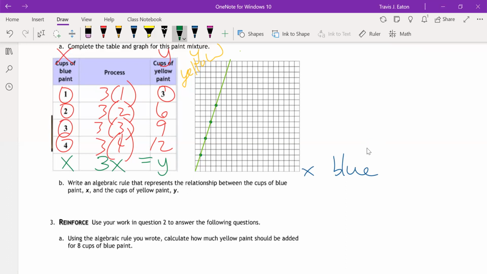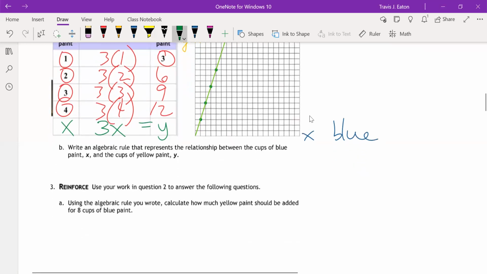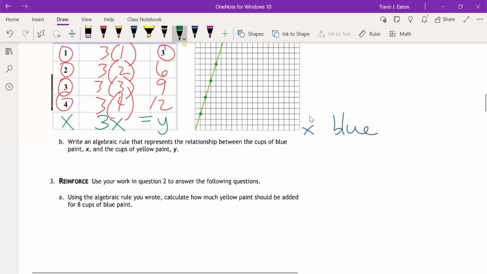So when we go to write our algebraic rule, and please remember that these algebraic rules need to be written in a very uniform manner. So the amount of yellow paint that we would need is equal to the amount of blue paint that we have multiplied by 3. There is our algebraic rule for this particular graph.